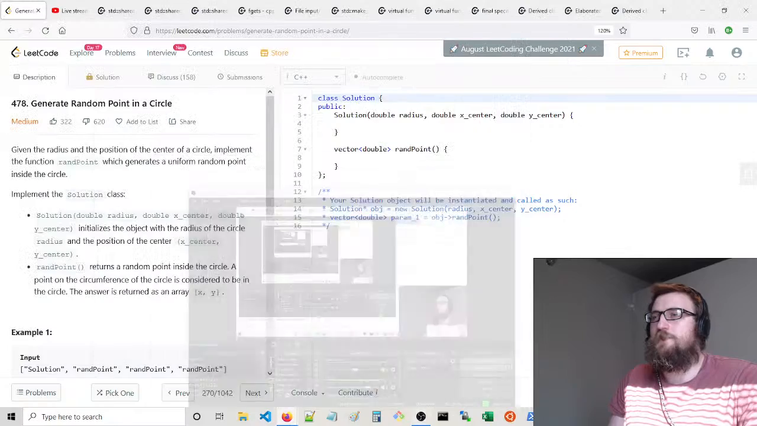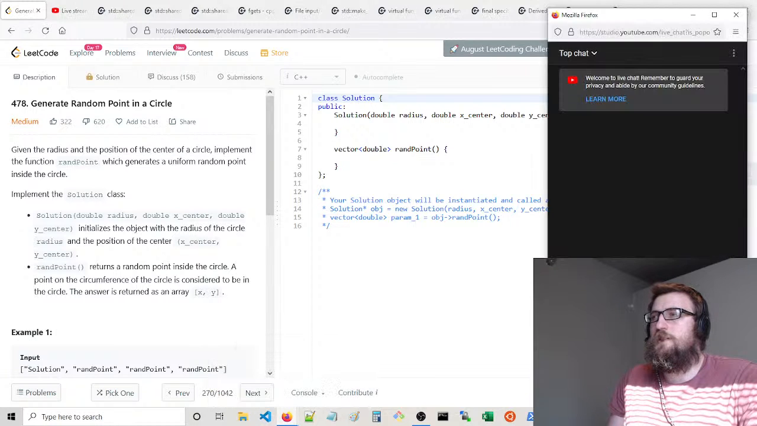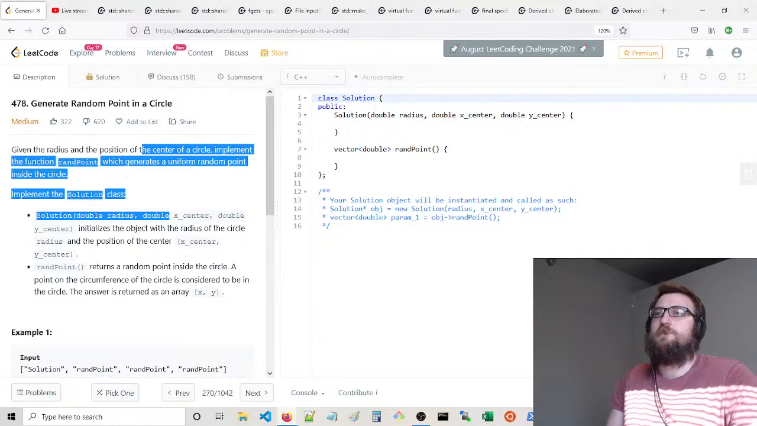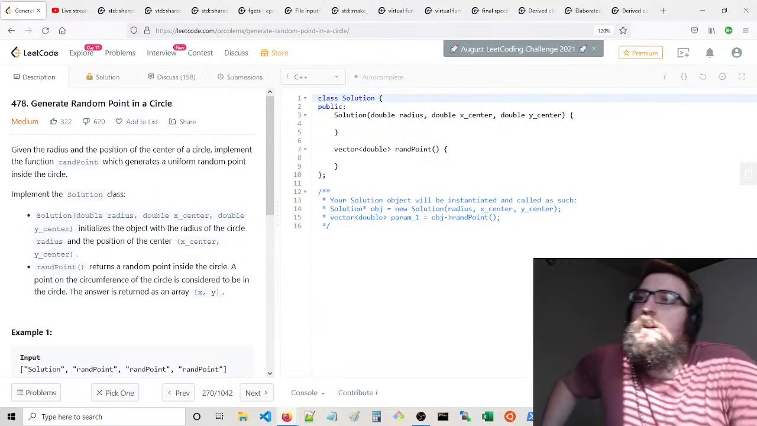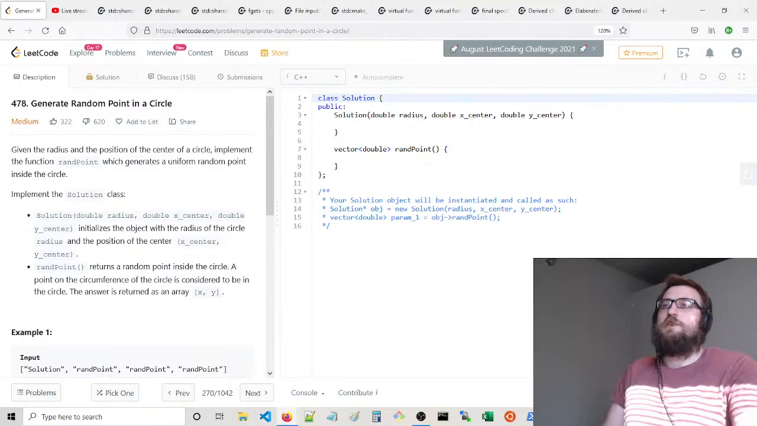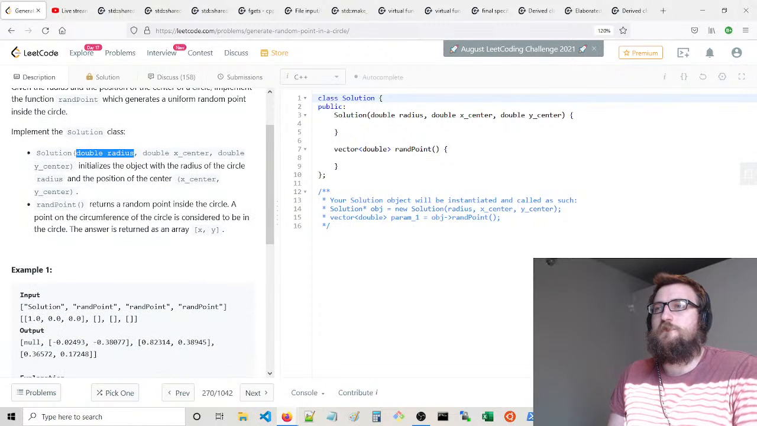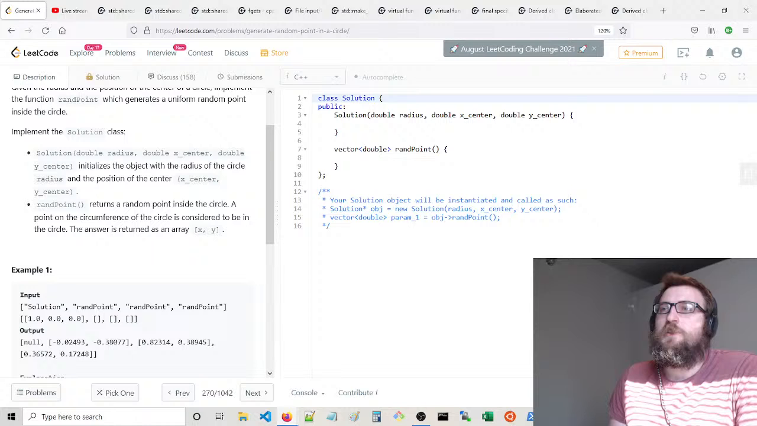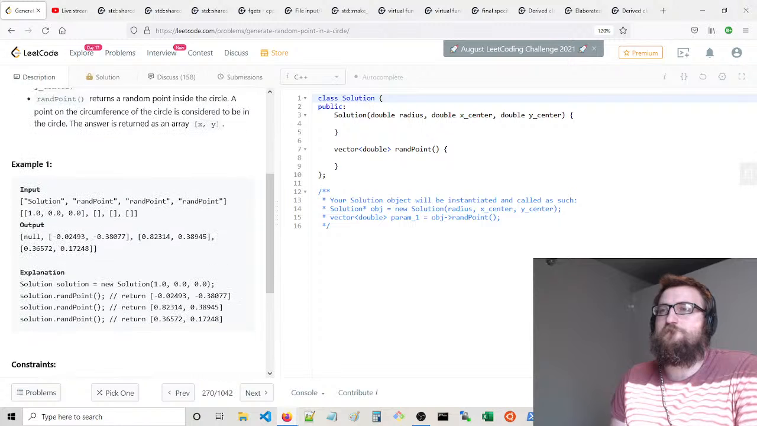I'll start with that. Generate random point in a circle. Given the radius and the position of the center of a circle, implement the function randPoint, which generates a uniform random point inside the circle. Implement the Solution class: Solution(double radius, double x_center, double y_center) initializes the object with the radius of the circle and the position of the center. randPoint returns a random point inside the circle. A point on the circumference of the circle is considered to be in the circle. The answer is returned as an array [x, y].